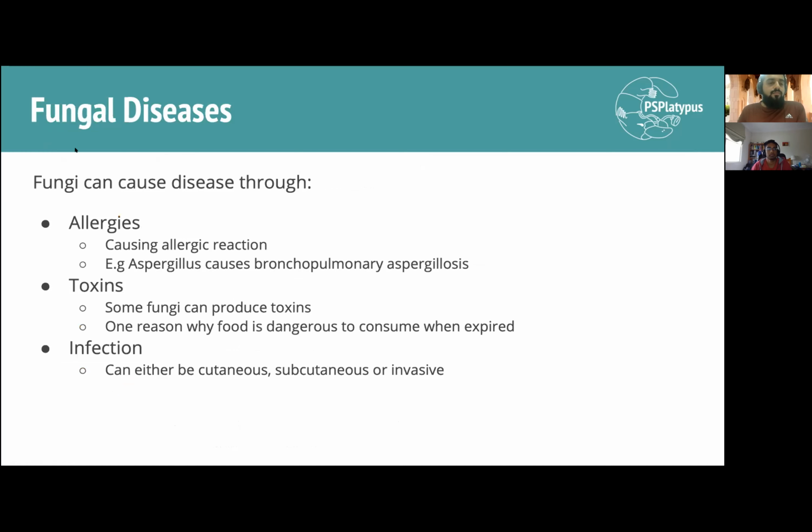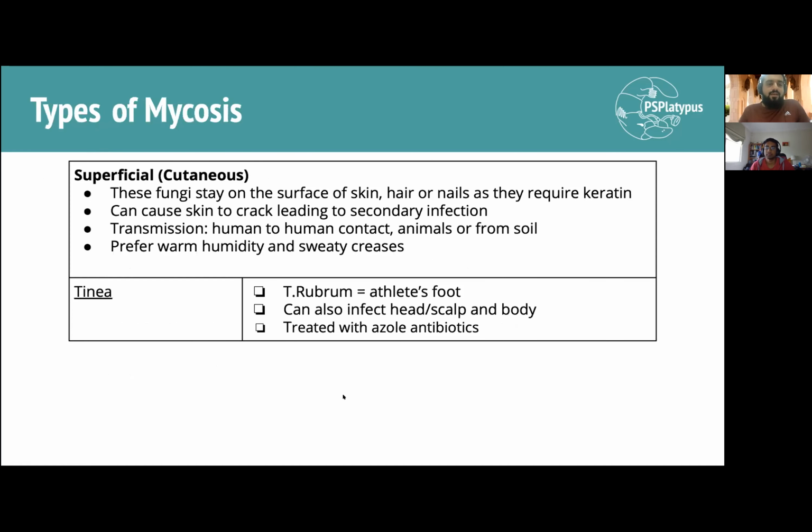Some types of fungi can cause diseases through allergies by causing allergic reactions. They can also cause disease by producing toxins, and finally by infection, which can be cutaneous and subcutaneous or invasive, which we'll discuss now.